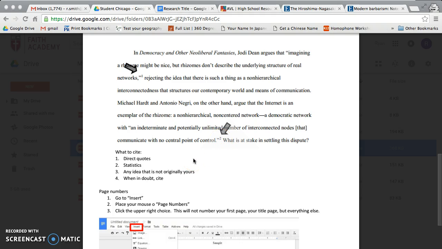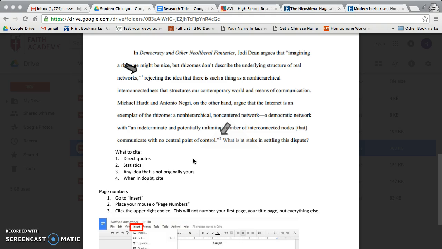So what do you cite? Any direct quotes, of course, just like in the example above. Any uncommon statistics. Any idea that is not originally yours. And when in doubt, just cite it. Now, super common stuff you don't have to cite. Like you don't have to cite George Washington was the first president of the United States. Everyone knows that. You wouldn't have to cite that.